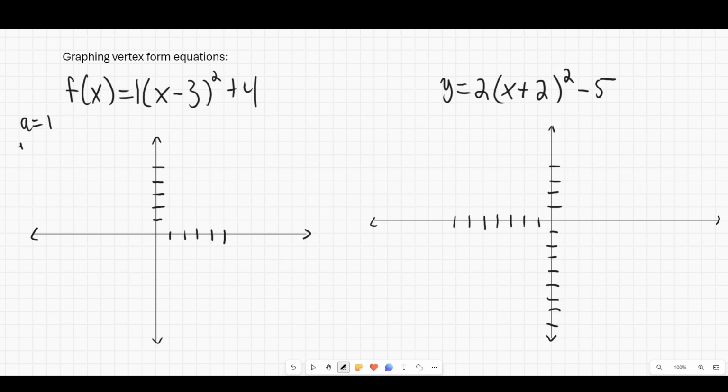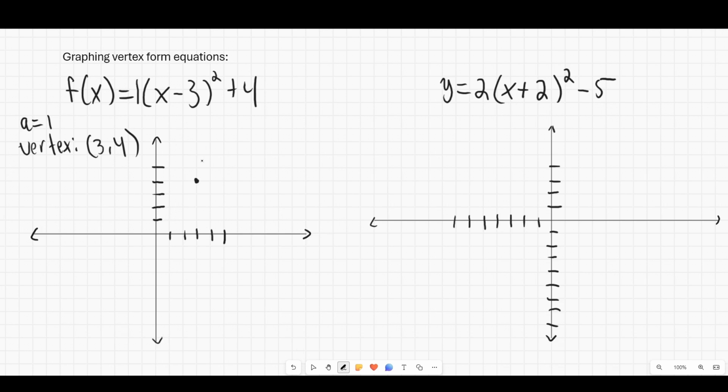Now, for my vertex, which is going to be my starting point, it's again given by h and k. So my vertex is going to be (3, 4), which is where I'm going to start. So my coordinate that I'm going to start with when I graph this is at (3, 4). And forgive me for how really bad my tick marks on my graph are.